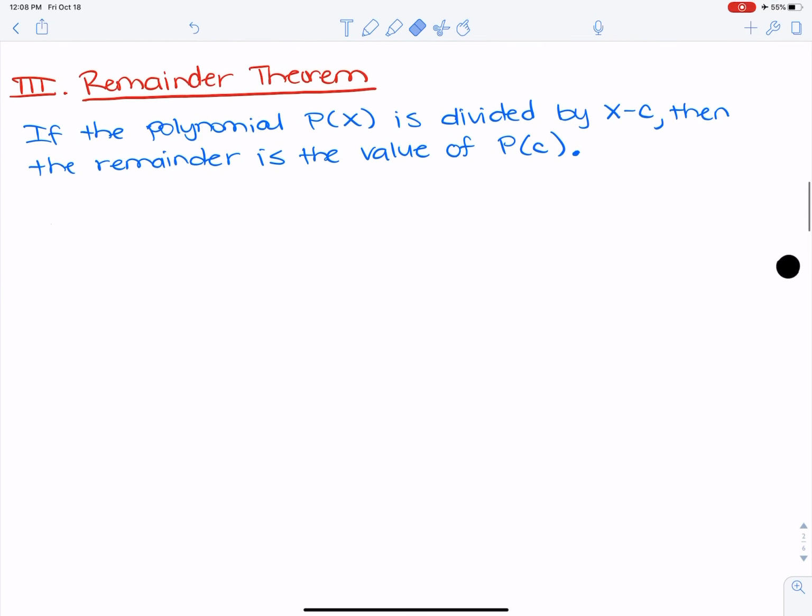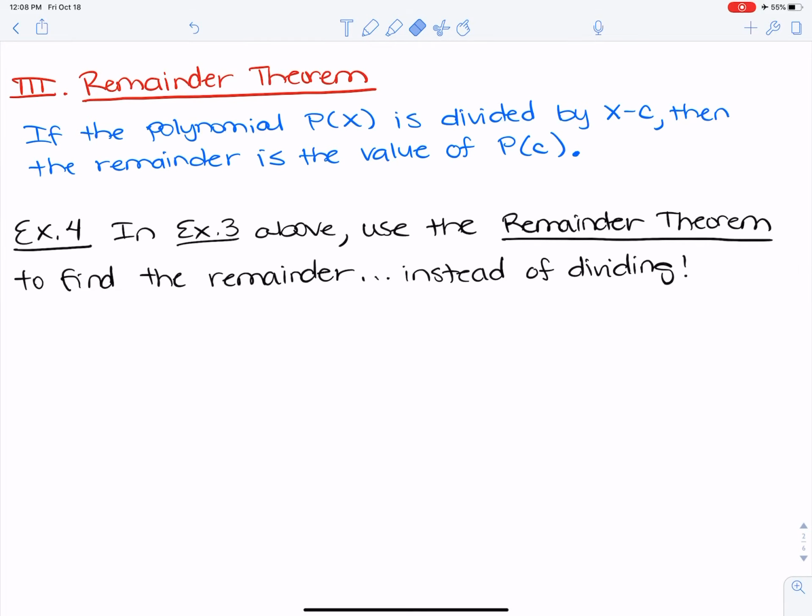The shorter way is, if the polynomial p of x is divided by x minus c, then the remainder is the value of p of c. So you just plug in. If you are dividing by x minus a constant, plug in the constant, that is your remainder. Let's do an example. In example 3 above, you're going to use the remainder theorem to find the remainder instead of dividing.